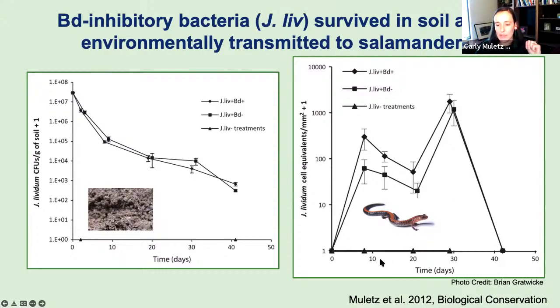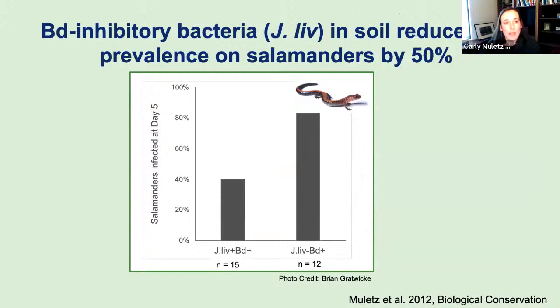And I believe it was around day 12 was when we then added Bd, the pathogen, to the story, to see if it influenced survival or pathogen prevalence. And what we found was by having this Jliv in the soil, it reduced Bd prevalence on salamanders by 50%.